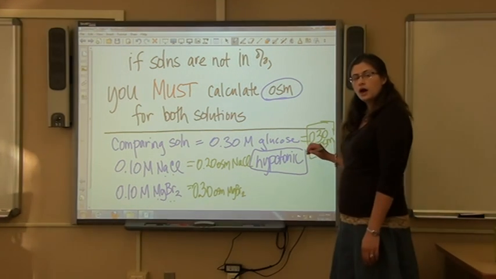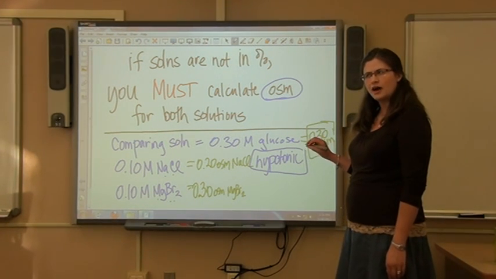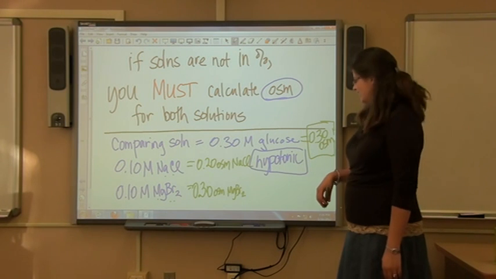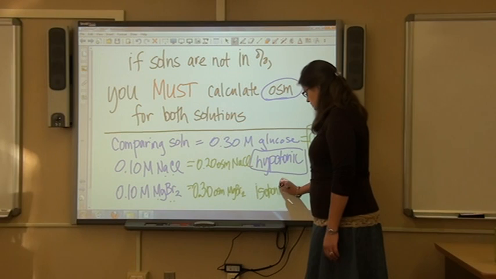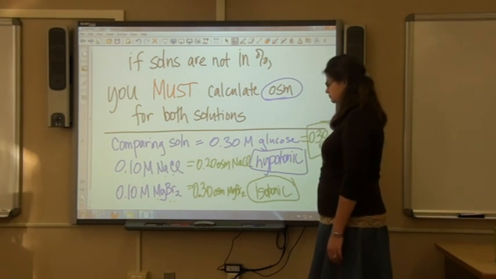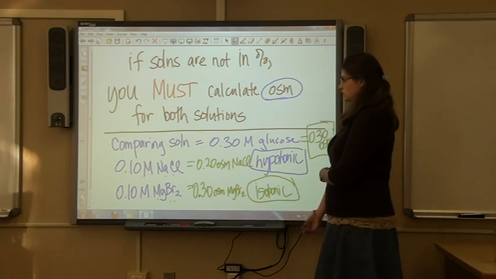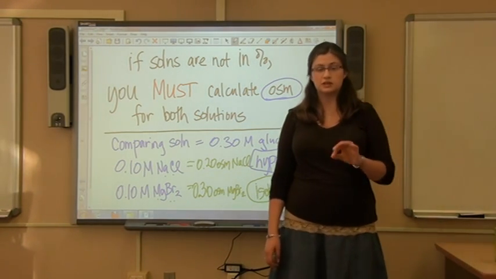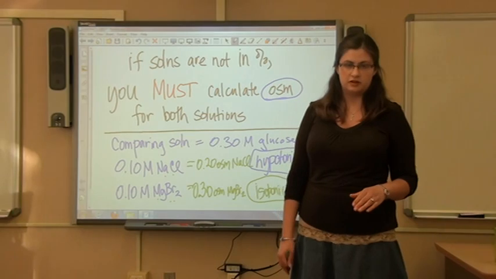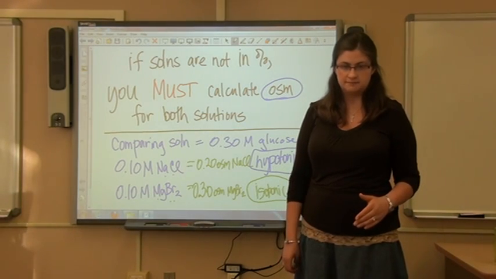Now compare these 2 solutions. Are they hypo, hyper, or isotonic? This would be an isotonic solution because they're the same. Now if you're asked to identify those solutions, if it's in percent, you can leave it in percent. If it is in molarity, you must calculate osmolarity.